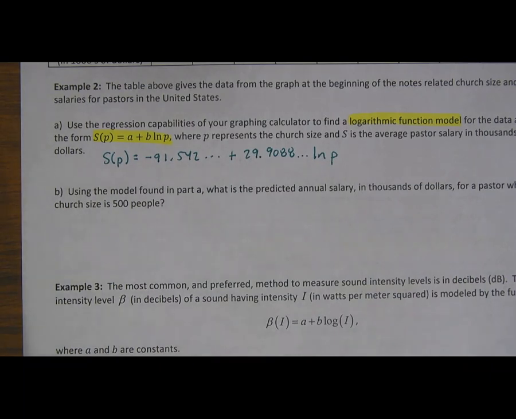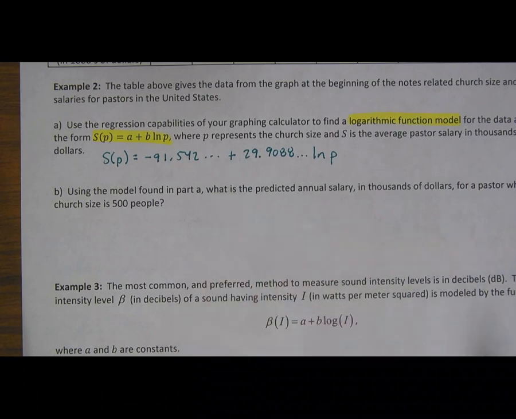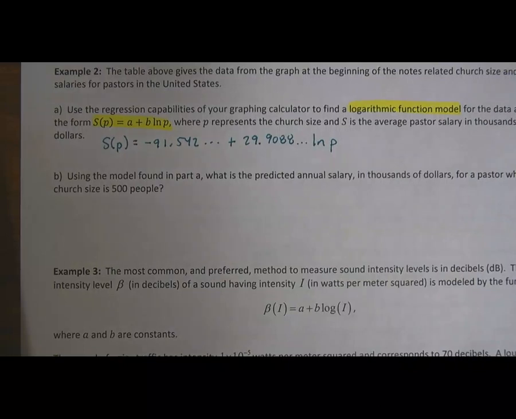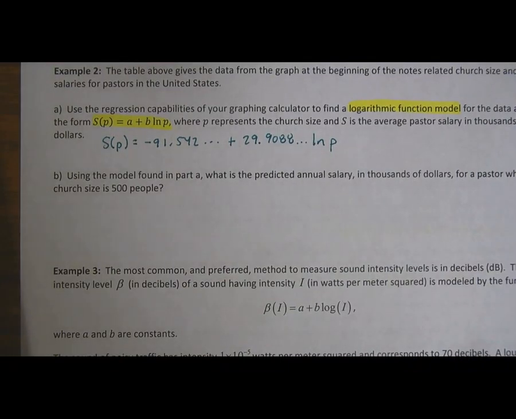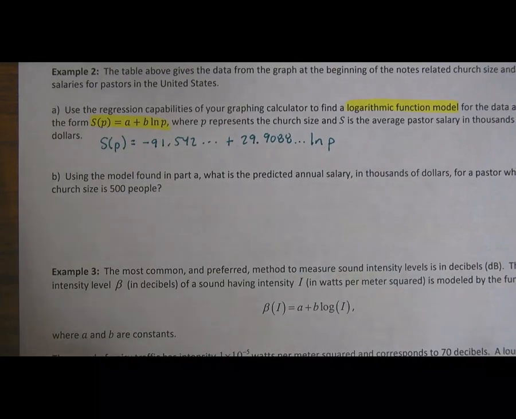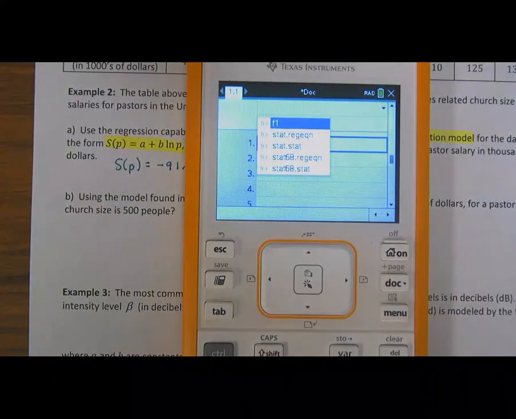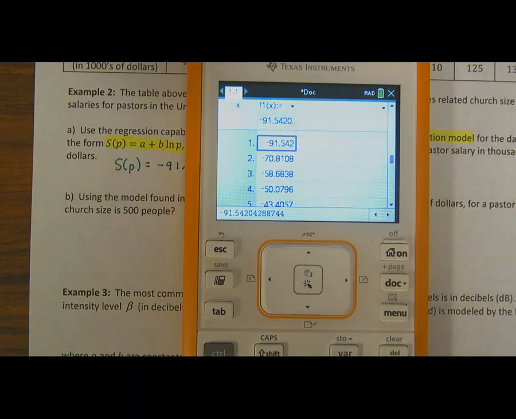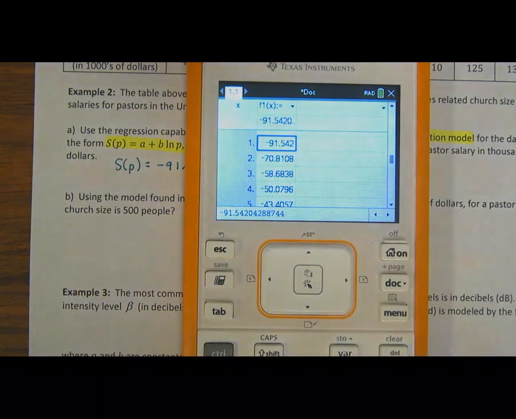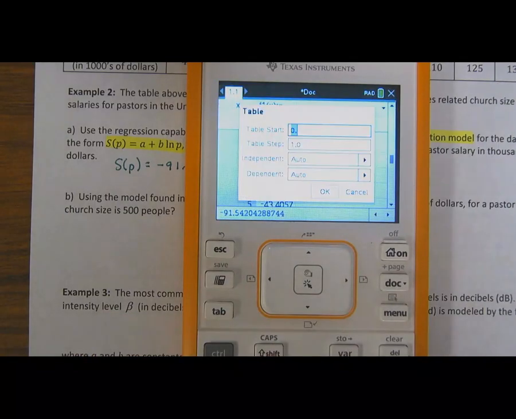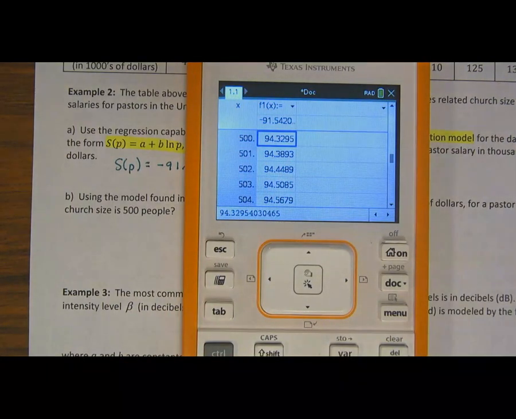If this was a multiple part response, they would know that you didn't round by your answer on part B. So, using the model found in part A, what is the predicted annual salary in thousands of dollars for a pastor whose church size is 500 people? So what we need to do is hit Control T. Everything is stored in our F1. And then instead of arrowing down to 500, edit your table settings to start at 500. You should know how to do that. Menu, table, edit table settings, start at 500.